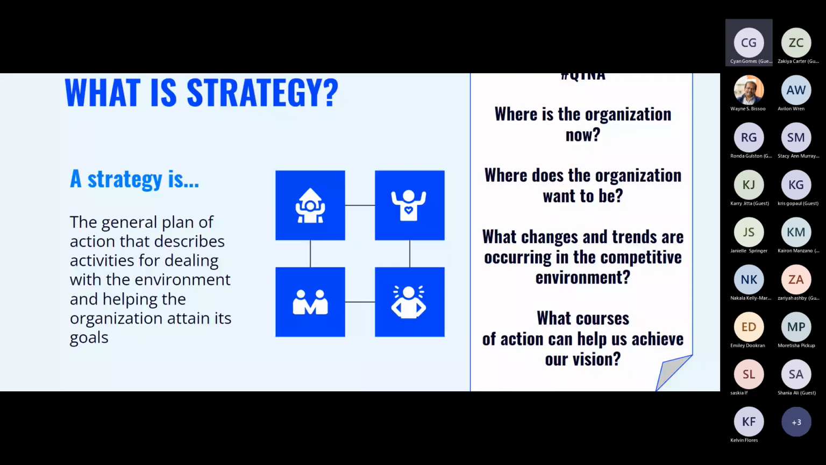In formulating said strategies, leaders like to ask questions such as, where is the organization now? Where does the organization want to be? And what changes and trends are occurring in the competitive market? And what courses of action can help them achieve our vision. Developing effective strategy requires actively listening to people both inside and outside of the organization, as well as examining trends and discontinuities in the environment that can be used to gain an edge.